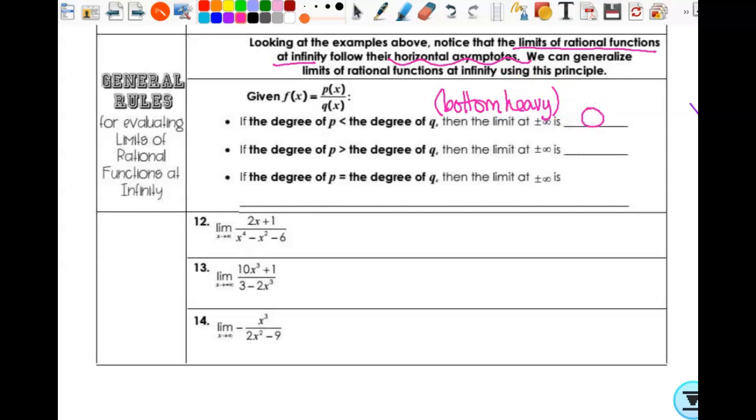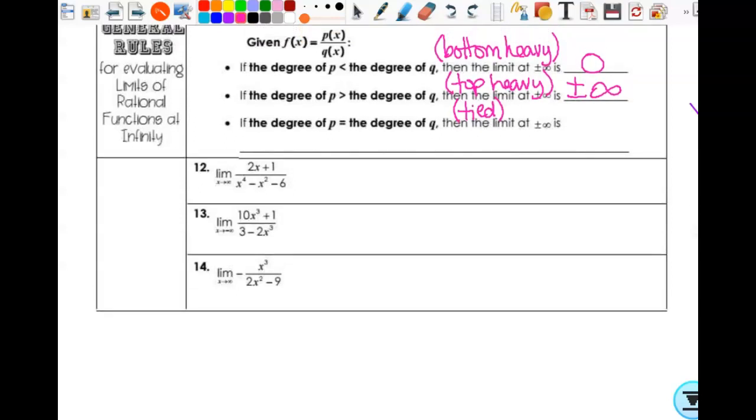If the degree of p is greater than q, that makes it top heavy. And then that means your answer is plus or minus infinity. It could be positive or negative infinity. This one you have to think just a little bit more, but it's not that bad. Then if they're equal, that means that they are tied. And just like with the asymptote, the limit is the ratio of leading coefficients.